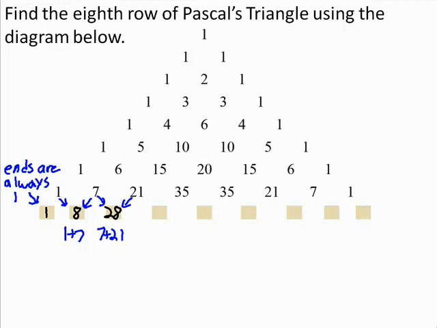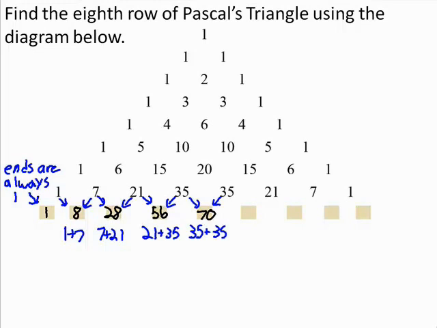The two numbers are 7 and 21, 7 plus 21 is 28. The next one is 21 and 35. 21 plus 35 is 56. In the middle, there's 35 plus 35, which is equal to 70.